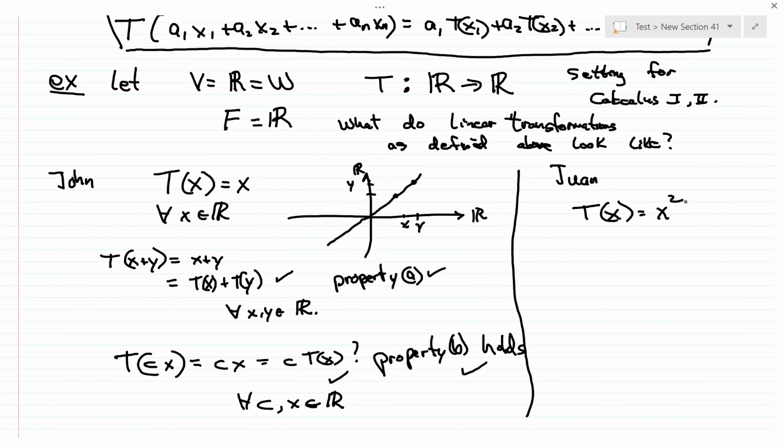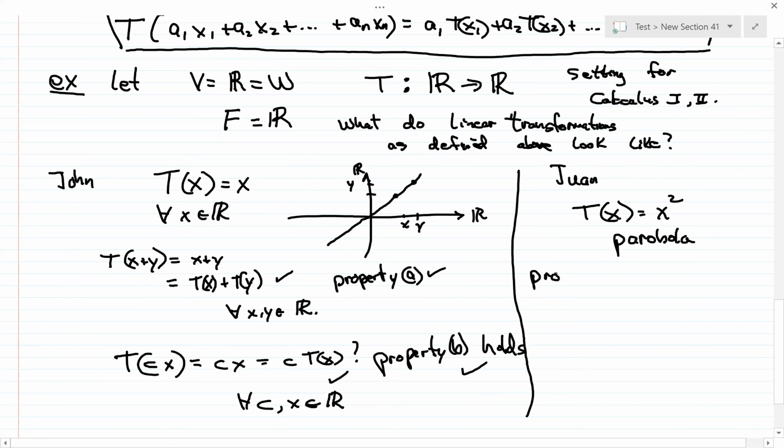It's a little more complicated than T of X equals X. T of X equals X is just like Y equals X, so that was a straight line. This is a parabola. Okay, so what are we asking? Is a parabola a linear transformation? That's what we're sort of asking here. We're following Juan's thought. Well, let's just go through the properties. So there's two properties, property A and B. Let's go through the first one.